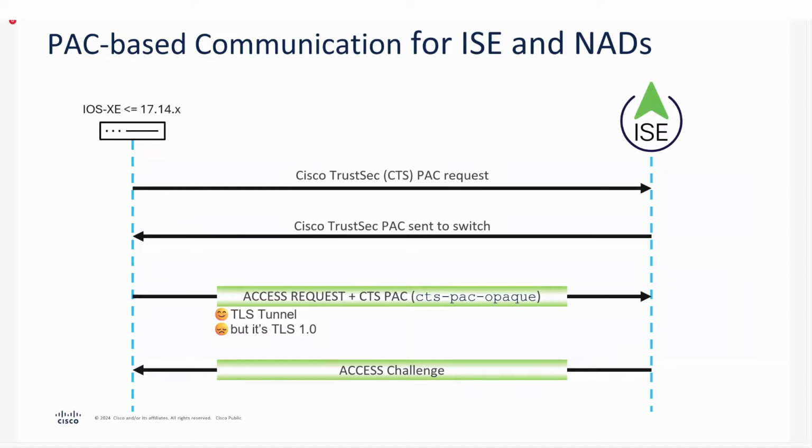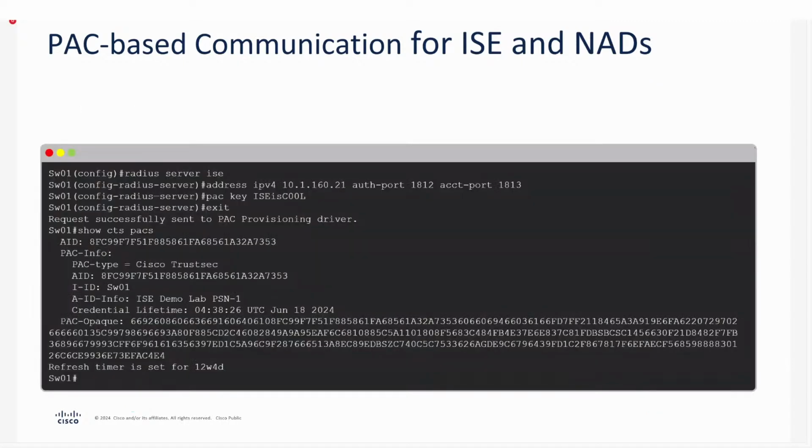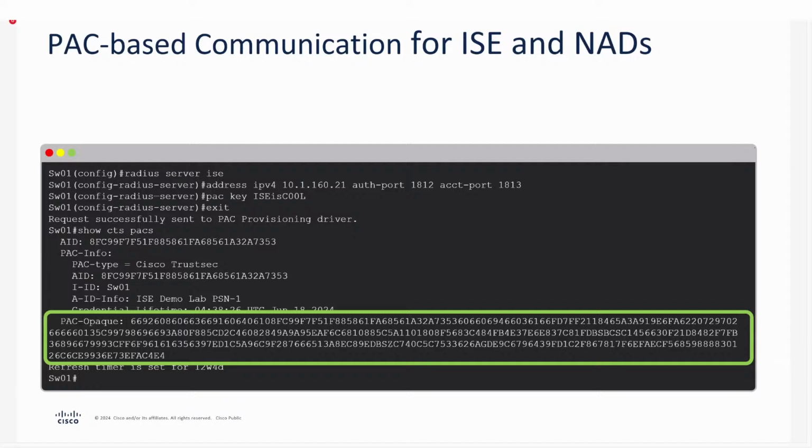Now, if you're not sure what a CTS PAC opaque is, if you issue the command show cts pacs, it'll give you all this information, and then you have this encrypted PAC opaque field here. And this is the information that is sent to ISE. ISE decrypts it, says yes, it's a match, and then it establishes the communication, and you can move forward.